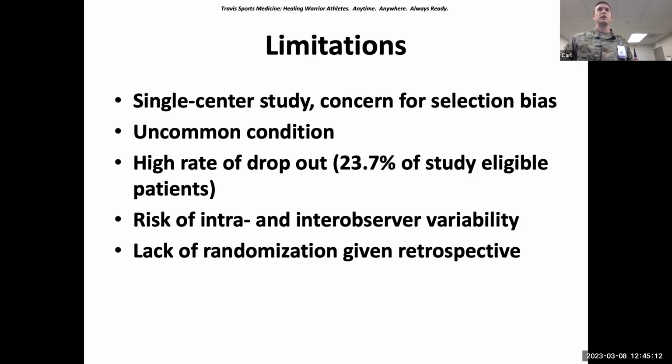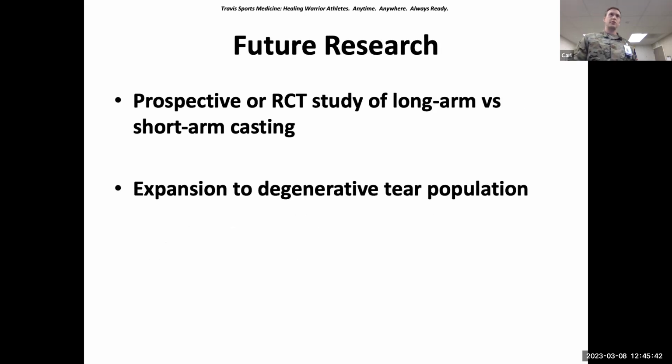Going on from there, there's a lot of interobserver variability. Reading the MRIs, 3 people had to basically agree, with one being the final arbitrator if necessary. And the DRUJ stability question is also difficult between observers, making that call off the piano key or the ballottement testing. And then lack of randomization, given that it's retrospective, is classically skewed towards bias. So future research: working towards a prospective cohort study, or a randomized controlled trial specifically looking at long arm versus short arm casting.